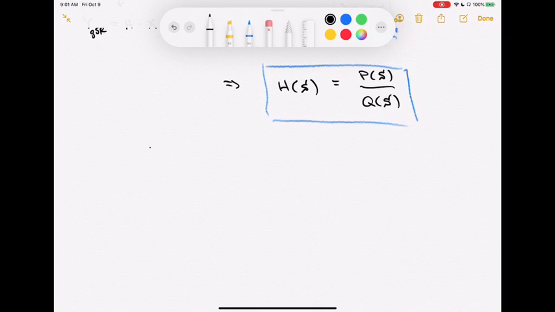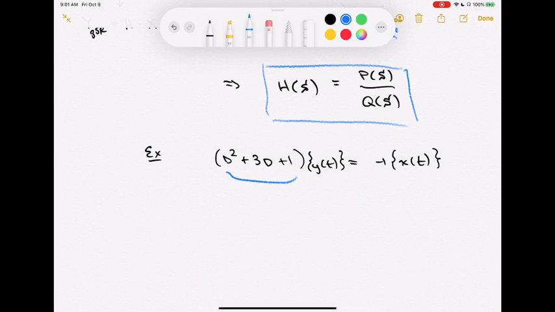So as an example, we just looked at a circuit. This circuit looks something like this. We had (D squared plus 3D plus 1) operating on y(t) being equal to minus 1 operating on x(t). I shouldn't have said times, I should have said operating on. So D squared plus 3D plus 1 operating on y equals minus 1 operating on x. And we had noticed before that this is my Q(D), and this piece over here is my P(D).